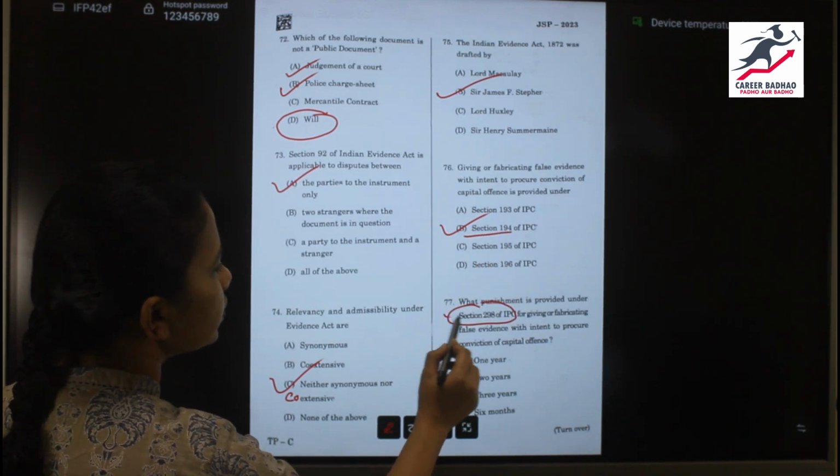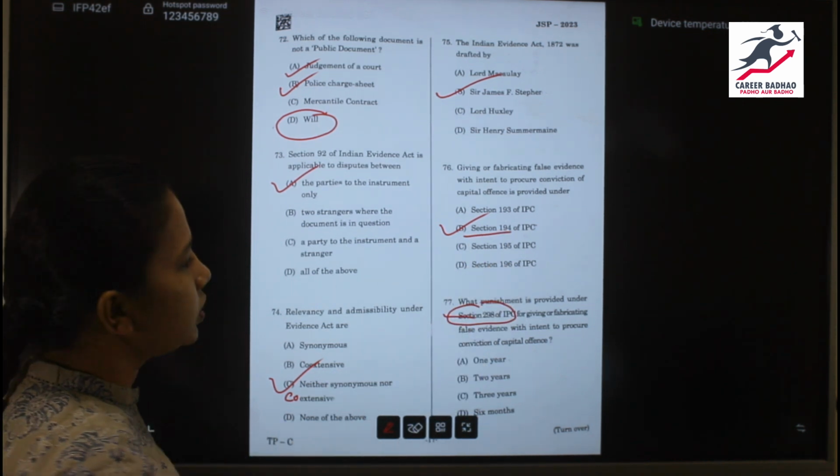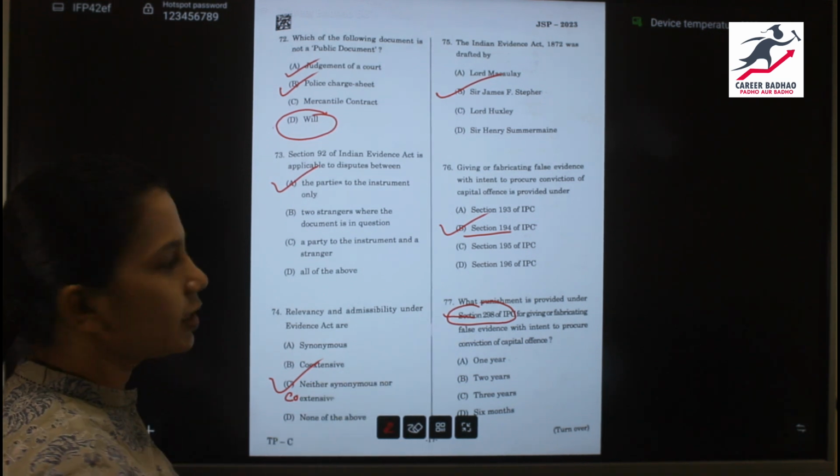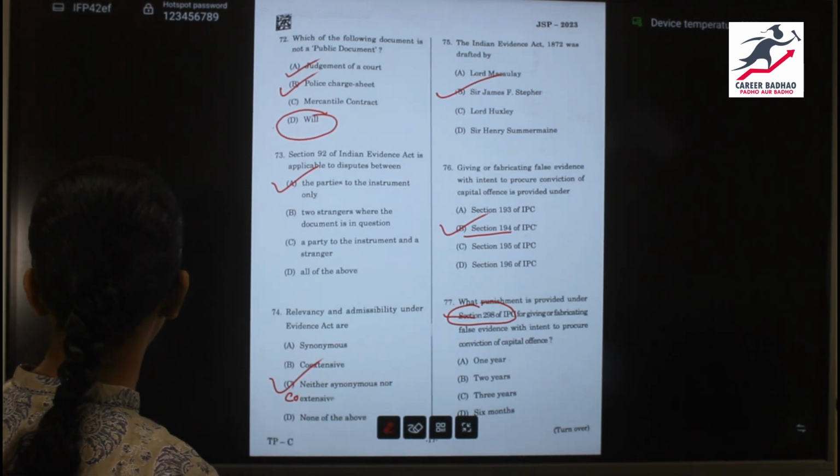Here the section given is 298. So there is a defect in the question. So I think OPSC will consider the same. Let's move to the next question.